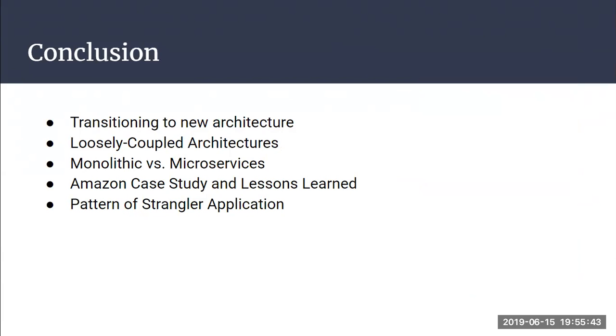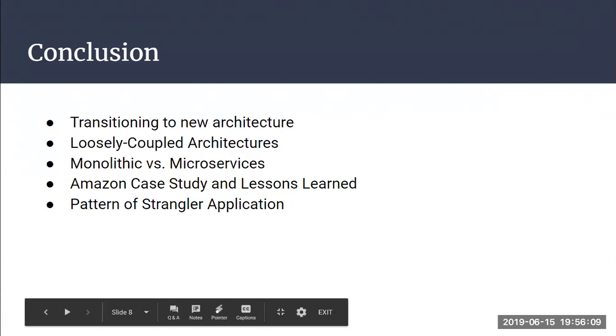In conclusion, we talked about transitioning to new architectures and eBay's experience with the Strangler applications. We spoke about loosely coupled architectures using Google as an example. We covered monolithic and microservice archetypes and the pros and cons of each. We also explored Amazon as a case study and their experience transitioning, as well as lessons learned from that experience. Lastly, we covered Strangler application patterns and the problems that they can cause.